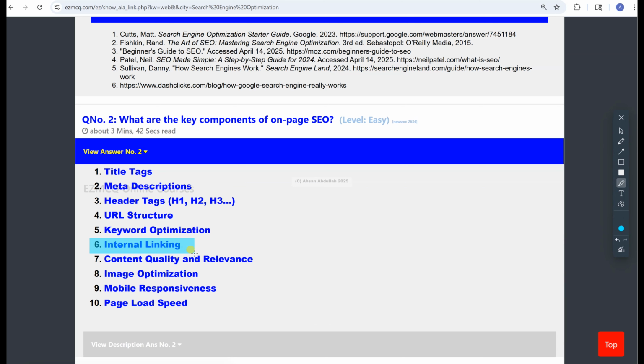And then is the content quality and relevance. Cannot say less about it. Content is the king. Content should be relevant and should demonstrate your expertise, and it should meet the expectations of the users. And then before we move on to the next topic, images should be optimized.